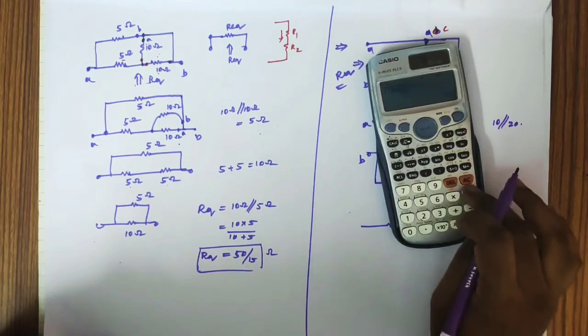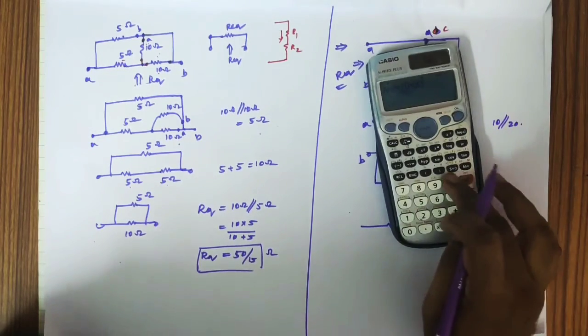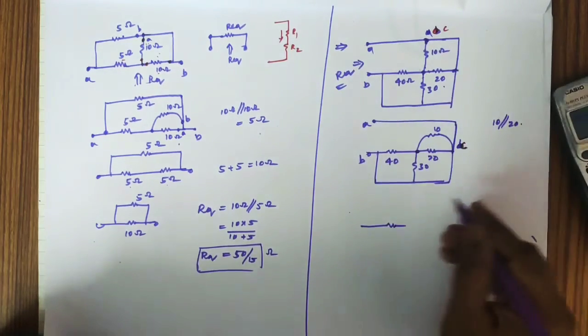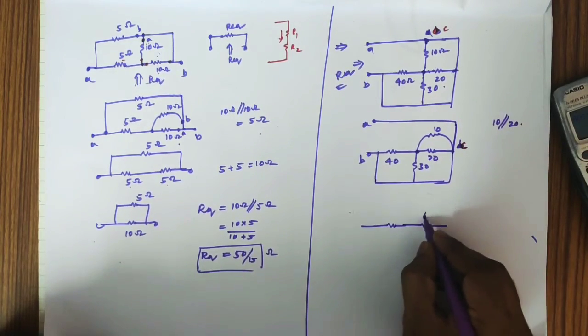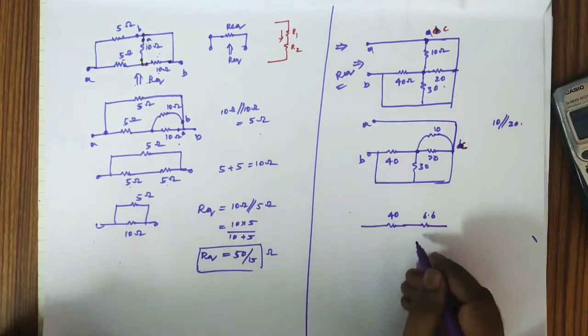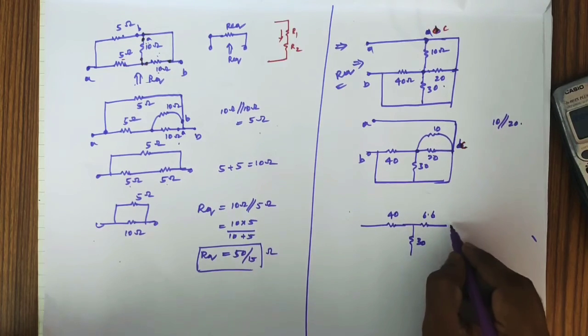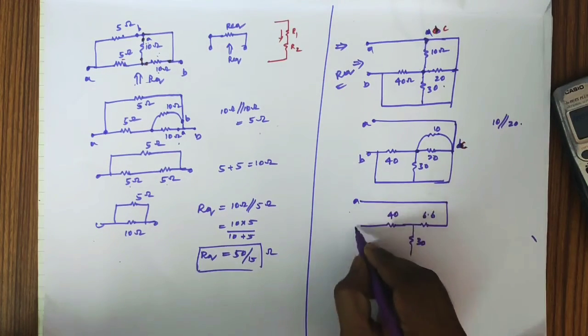10 into 20 divided by 10 plus 20. You got about a 6.6 value. So replace that 6.6 with 40 ohms, and you are having 30 ohms. So again A, B.